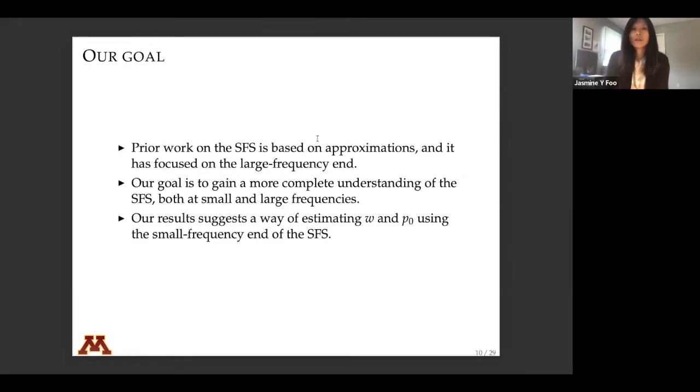Okay, so as I mentioned, the prior work on this SFS is based on approximations, which consider only the skeleton of the process. And as we'll see, that applies only to the large frequency end. So we're interested in obtaining a more complete understanding of the SFS, both at small and large frequencies, and some of our results suggest a future way forward for estimating W and p0 separately using the small frequency end of the spectrum.